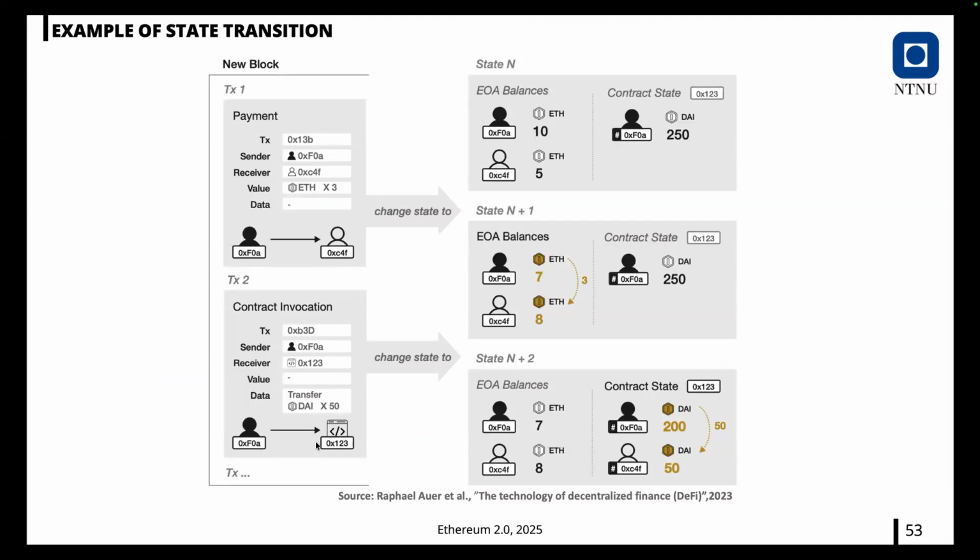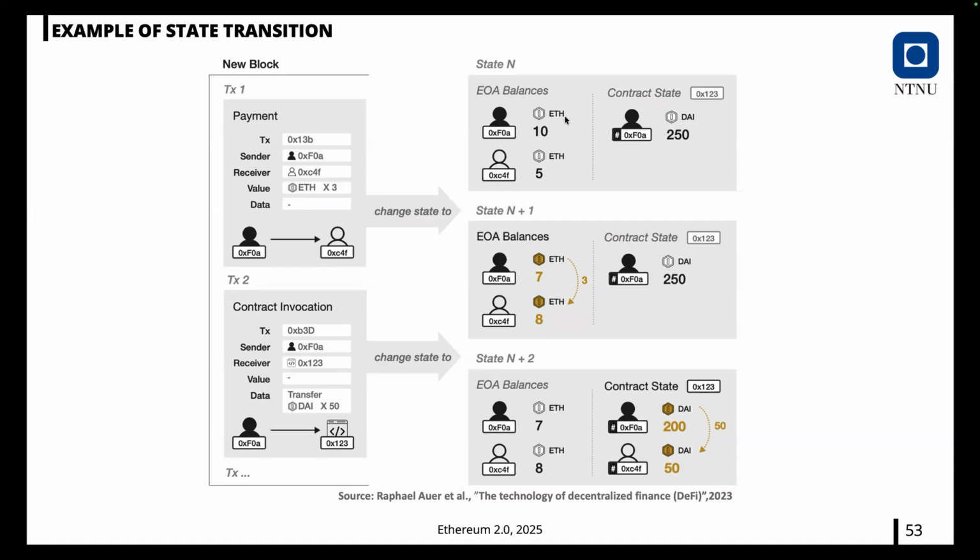So here we have a more detailed description of transaction 1 from the sender F0A to the receiver C4F, and this is the F0A account balance, and this is the C4F balance, and then what is actually happening. So the transfer is from this to this, and we are transferring 3 coins or something.